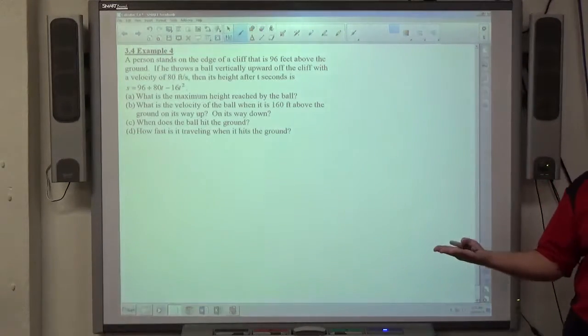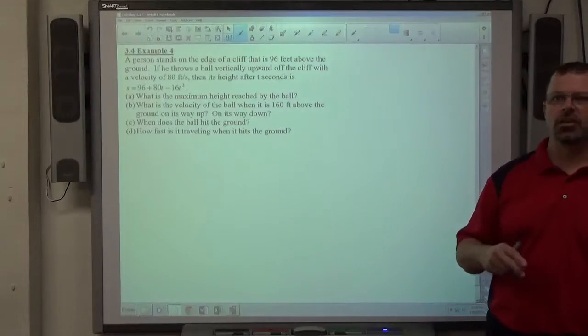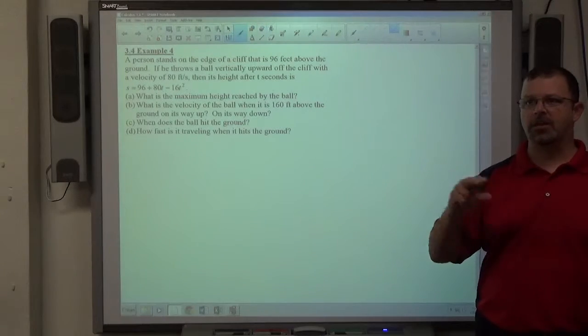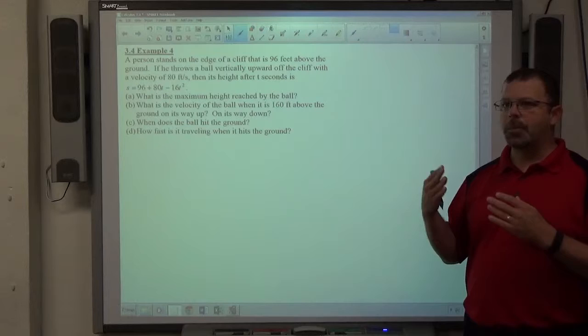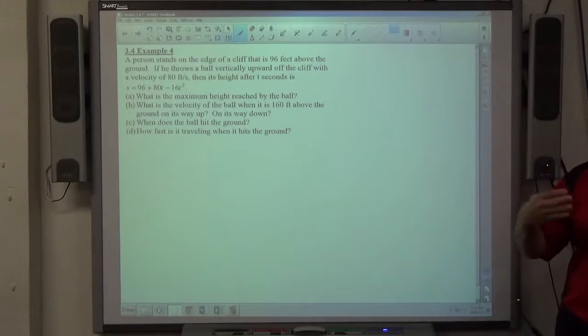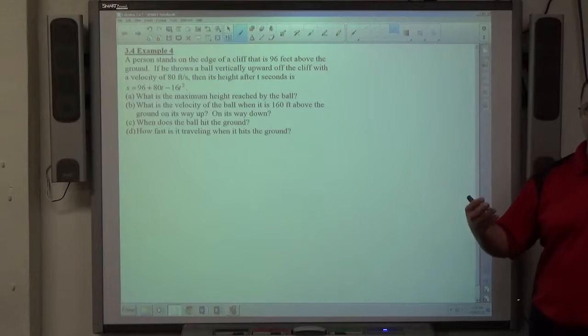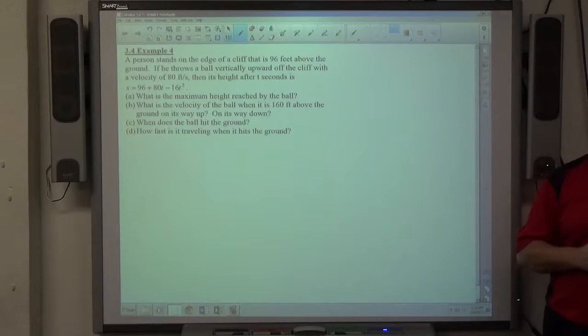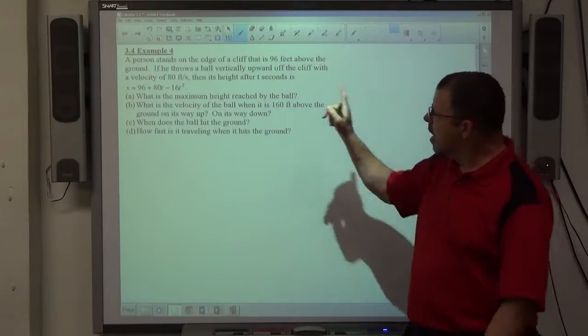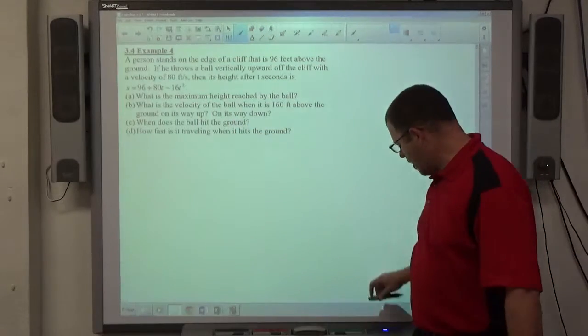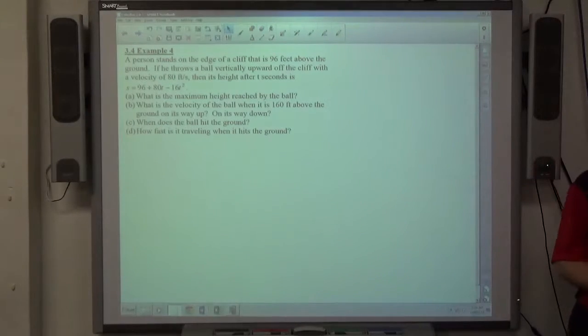Okay, do I need the position function to answer this? Do I need the velocity function? Are they giving me t? Are they trying to find velocity? That kind of stuff. So depending on what they're asking you, you have to make sense of the question and what am I going to use for information to help answer this question. So what is the maximum height reached by the ball? Let's think that through. Maximum height has to do with position, right? Where it's at. So I need to use the position function to answer the question.